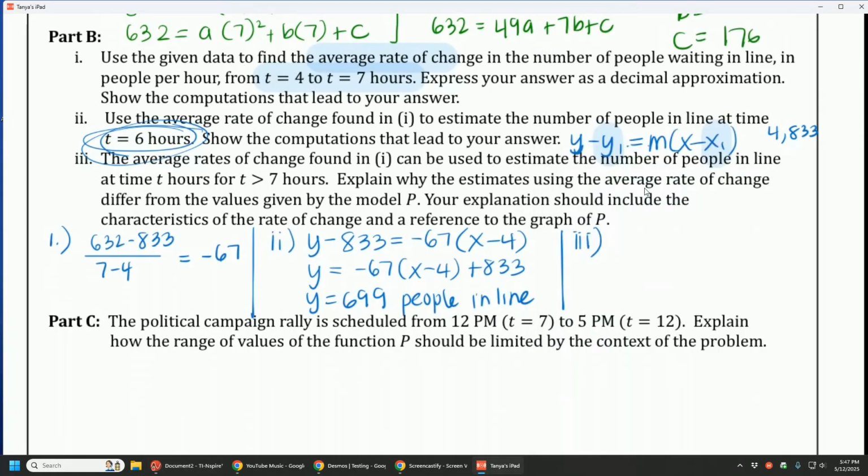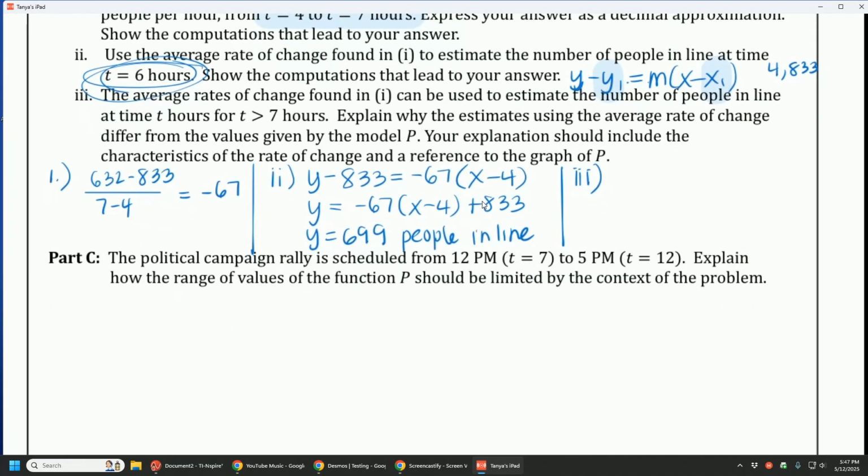Okay, so that's what they want us to explain. So the estimates using the average rate of change differ from the values given by model P. So this is going to take me some space, so I'm actually just going to work it out on a different sheet here. So this was B and then 3.